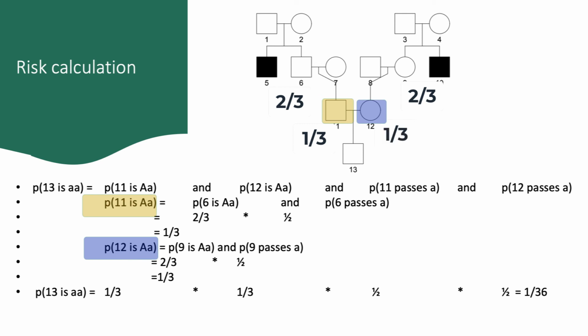The probability that 13 is a homozygous recessive is the probability that each of the parents are heterozygotes and the probability that they each pass on the recessive allele. The probability that each is a heterozygote is 1/3, and the probability that they passed it on is 1/2 each. Because each of these things needs to be true, we use the AND rule to multiply them together to get a final probability of 1 in 36 that individual 13 will be affected.